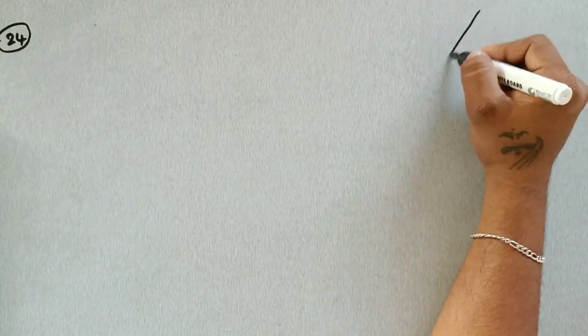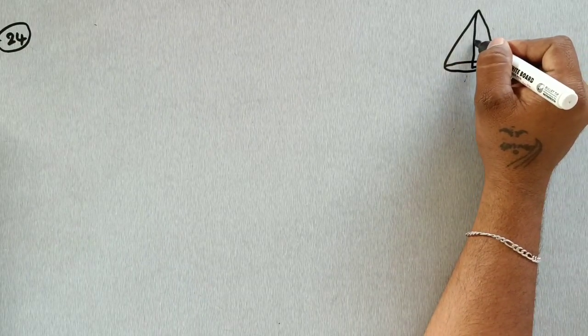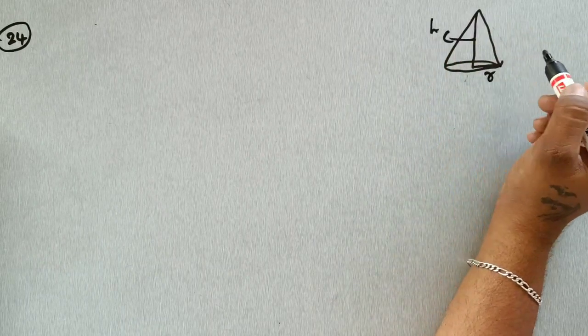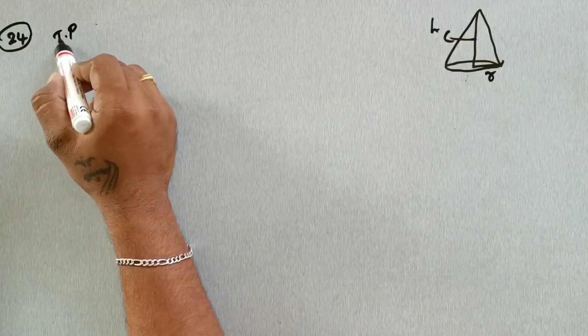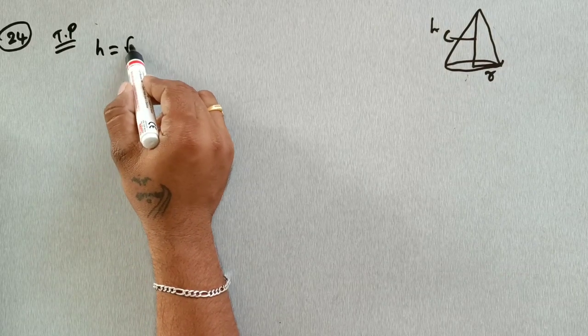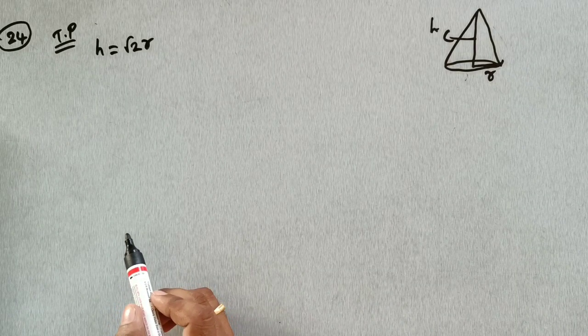Prove that the right circular cone of least curved surface area and the given volume has an altitude equal to root 2 times the radius of the base. So we have to take a right circular cone, with altitude h and radius r. What we need to prove here is that the altitude h equals root 2 times r. What is to be minimized is the least curved surface area.